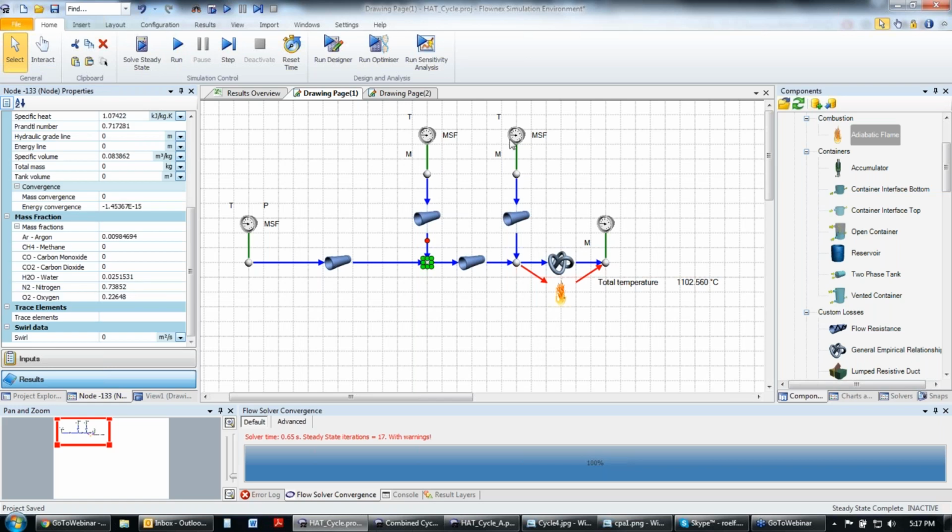And next up, we'll add the methane. So if I click on this node, then there's the methane, and you'll see the composition of the fluid changes. And then lastly, going through the combustion process, we'll obviously generate some carbon dioxide. And if I click on this node, you can see here that there is the carbon dioxide that has been generated.